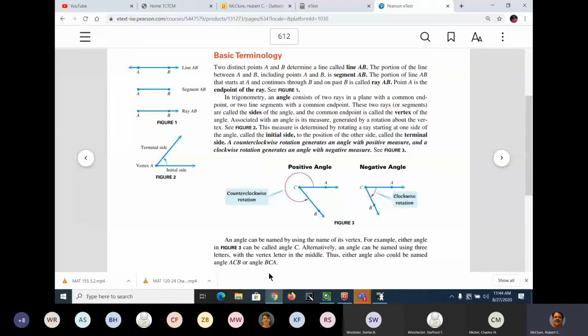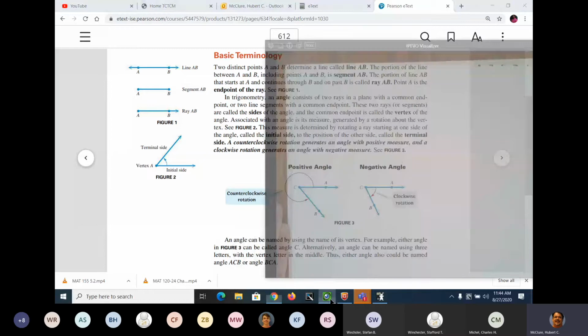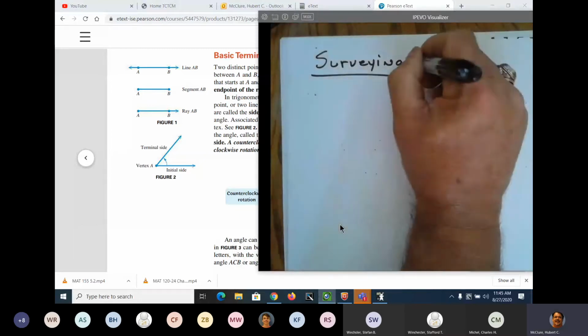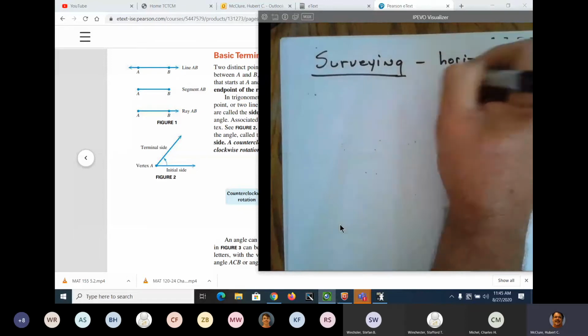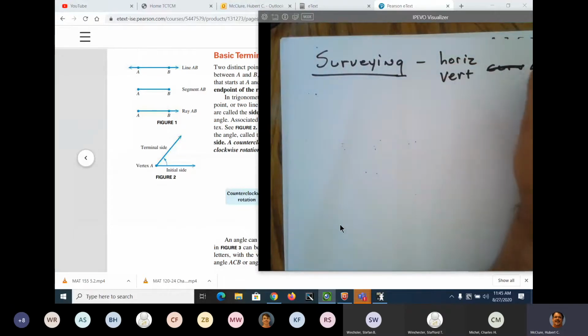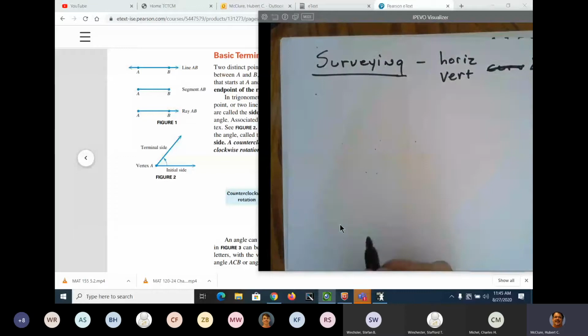I grew up, my father was an engineer, and I grew up in the world of surveying. And if any of you know anything about surveying, surveying is trigonometry. It's studying horizontal and vertical angles. Sorry, you do also do curves.